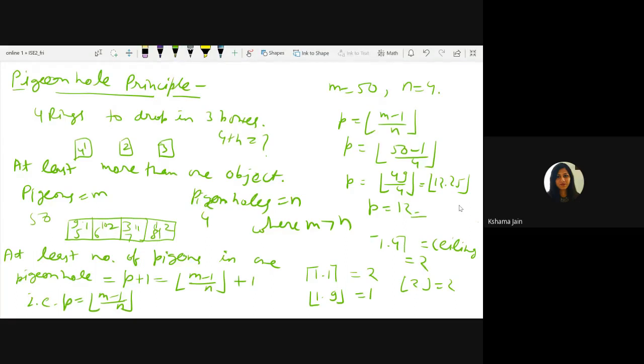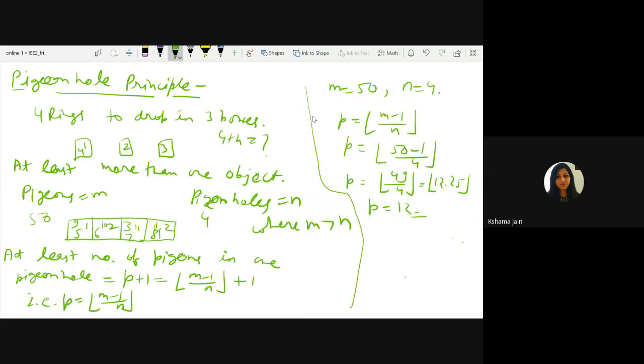So the question would be, like I ask you, at least one pigeonhole will be having at least how many pigeons? At least, it can be more than that. Suppose all are sitting in one pigeonhole only, but we are assuming that all are trying to take different positions. In that case, the at least number of pigeons will be P plus 1. You won't leave it as P only. P plus 1, that is 13.